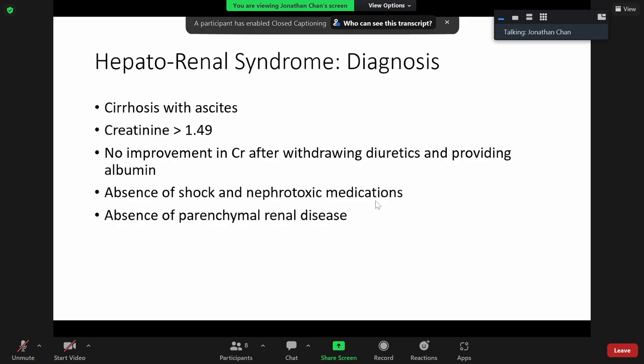The diagnosis here includes patients with cirrhosis with ascites, a creatinine greater than 1.5, no improvement in creatinine after withdrawing diuretics and providing albumin, absence of shock and nephrotoxic medications, and the absence of parenchymal renal disease.